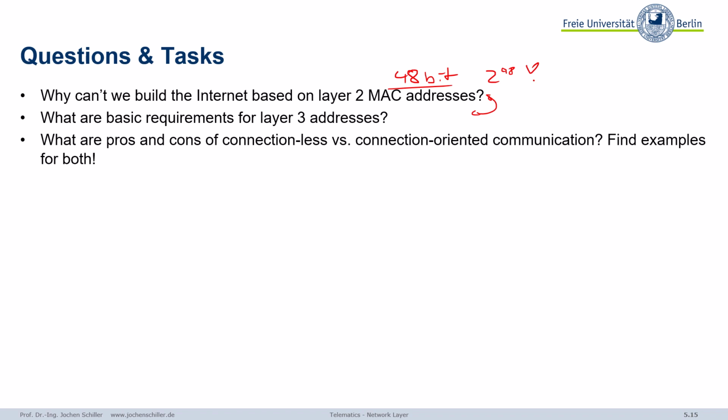We also saw the advantages and disadvantages of connectionless and connection-oriented. So remember what are the advantages, pros, cons, and find examples for both. So there are good examples for both, and there are good reasons for picking one or the other. The internet, layer 3, is always connectionless.